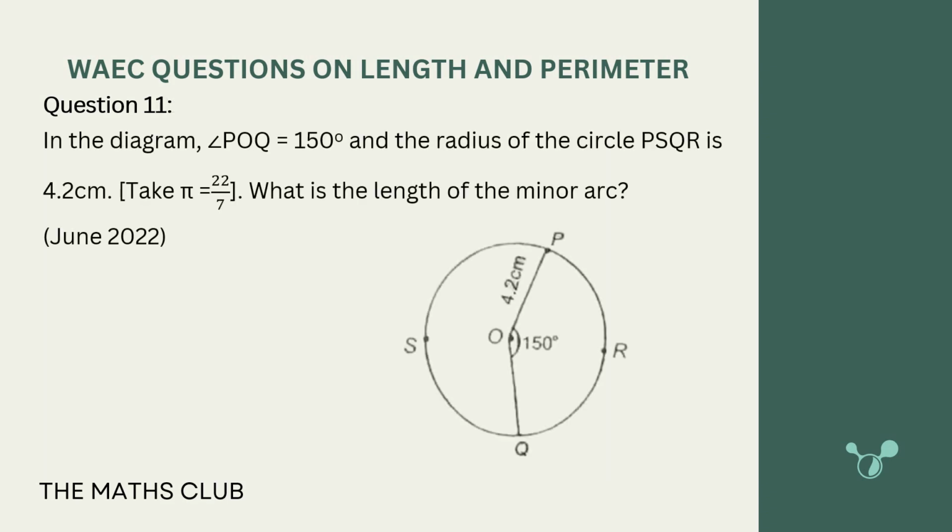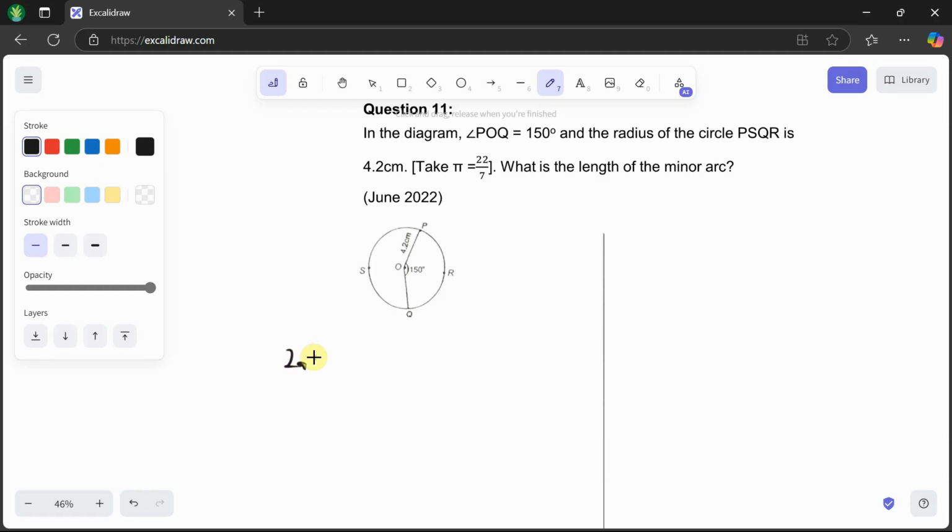Question 11 now says that in the diagram, POQ is 150 degrees and the radius of the circle PSQR is 4.2 centimeters. What is the length of the minor arc? This is taken from June 2020, so I'm sure you can pause the video and solve this yourself, but let's look at it together. I encourage you to actually pause the video though. So the length of arc, like we all said, is theta over 360 times 2 pi r.